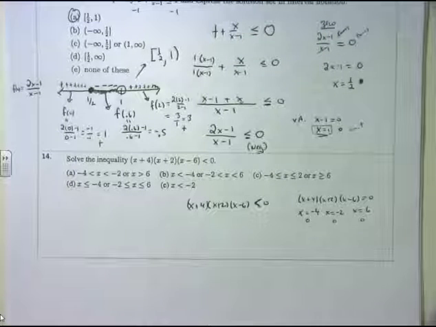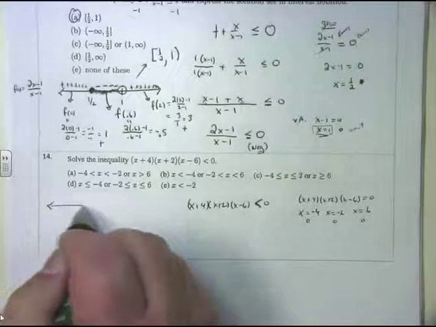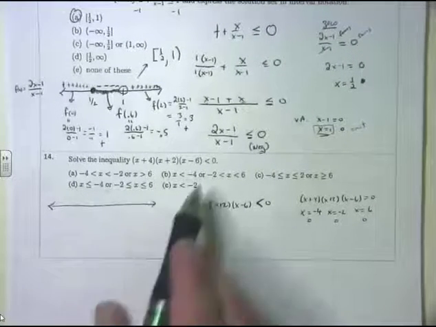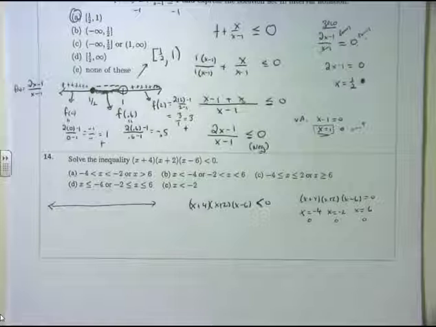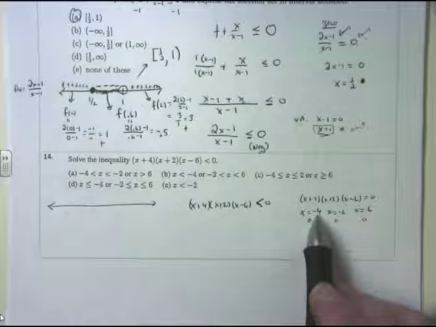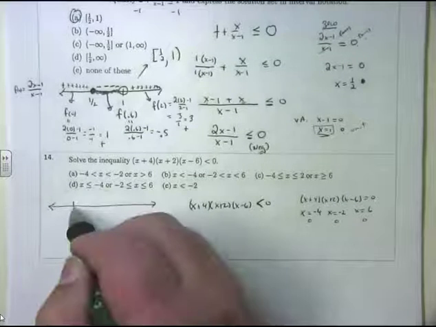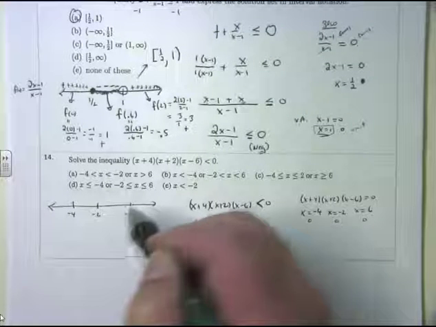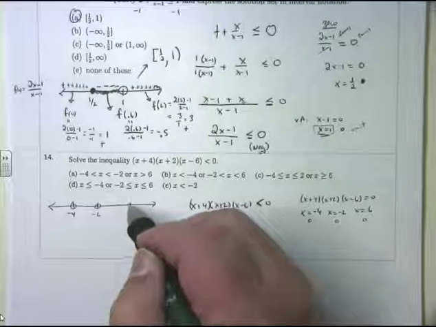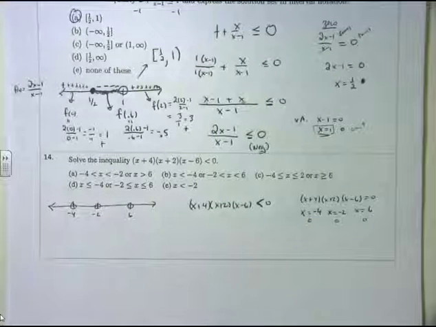And I'm going to draw my number line, because this is an inequality, so I have to find regions of answers. Anytime I'm doing inequalities, I want to do number lines. But I want to put these numbers in order. So the smallest number would be negative 4. The next number would be negative 2, and the biggest number would be positive 6. And they all got open circles, so we are not including these guys in our answer.